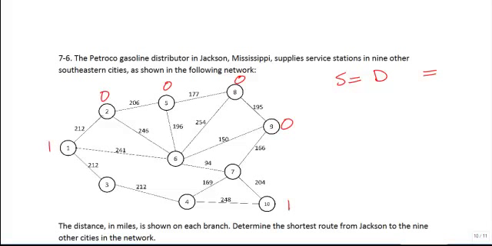Most of them will be inflow minus outflow is equal to 0. What this will ensure is that if we go to a node, then we have to leave a node. If we don't go to a node, then we can't leave the node.